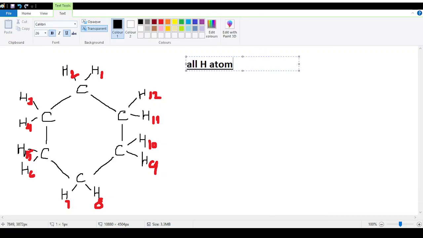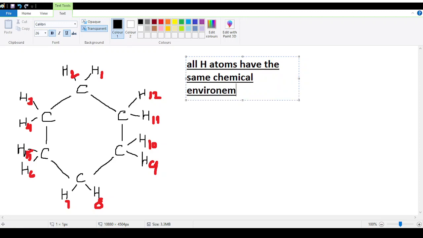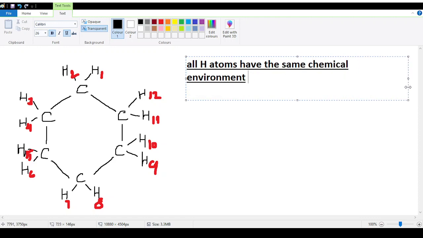All hydrogen atoms have the same chemical environment. That is, their surroundings are the same. No matter which hydrogen or on which carbon, whichever one you choose, it will be the same. So since I have only one type of chemical environment, how many signals will we get in the NMR spectrum? We will get only one signal. Remember, the number of signals depends on the number of environments.